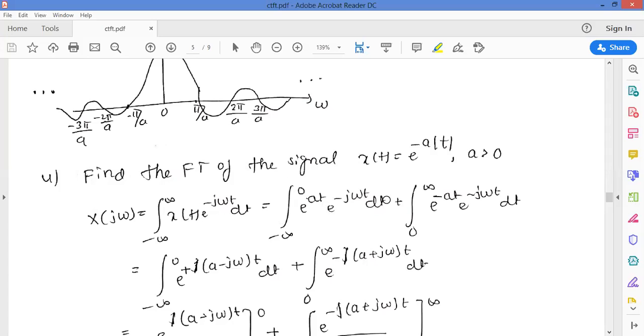plus the integral from 0 to infinity. In that, mod of t will become only plus t. So we have e power minus at e power minus j omega t dt. Okay. Are you able to follow this one? Or any doubt you have? Anybody? Any doubt here?